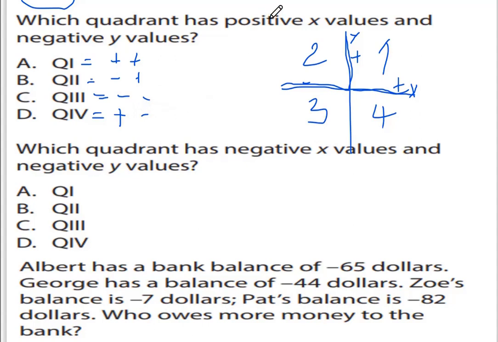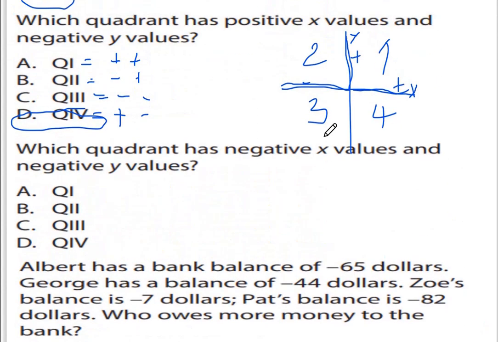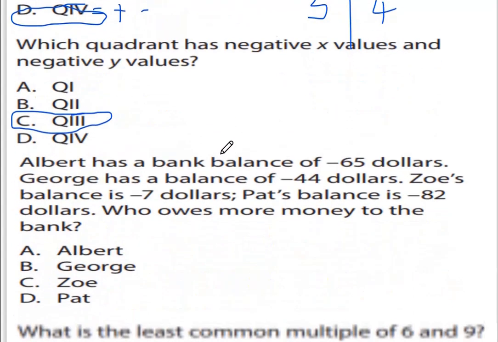The question is looking for positive values of x and negative values of y. So it's Q4, or letter D in this question. Next, which quadrant has negative x values and negative y values? We already talked about the values of each quadrant, and it asks for negative x values and negative y values. Q3 has both negative values in x and y. So the answer for this question is Q3.